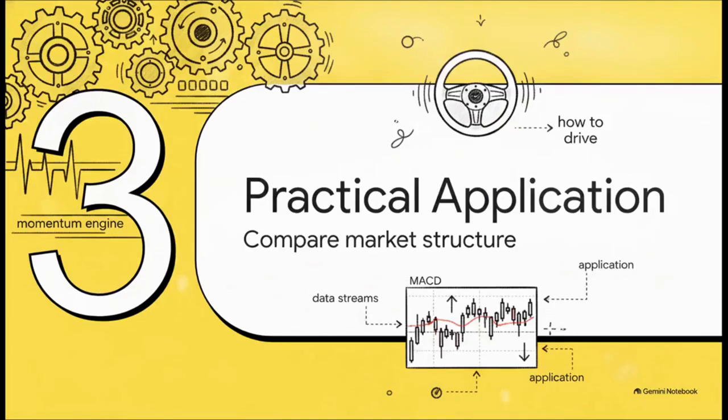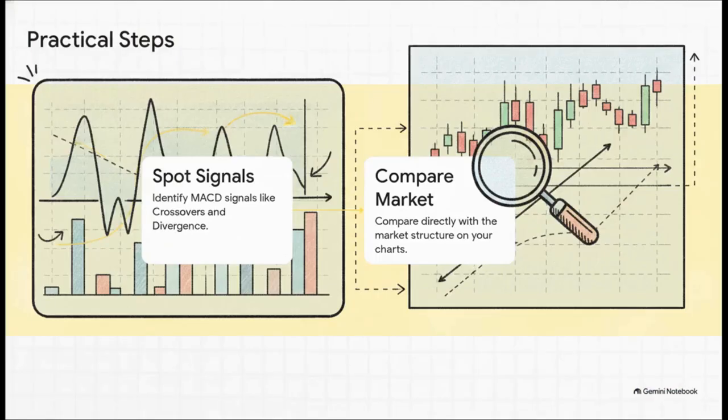Which brings us to part 3, market structure, practical application. Let's bring these abstract terms back to reality. Because let's be real, any tool is completely useless in a vacuum. Your practical mandate here comes down to 2 crucial steps. Step 1, identify your MACD signals. Look for those crossovers, spot that divergence, and then step 2, take those signals and compare them directly with the actual market structure on your charts.